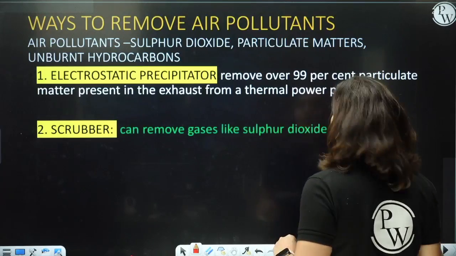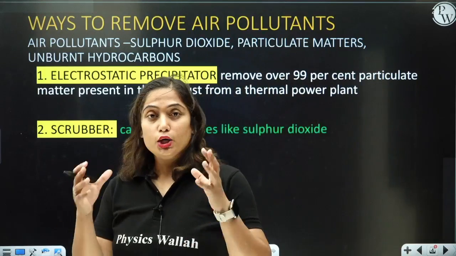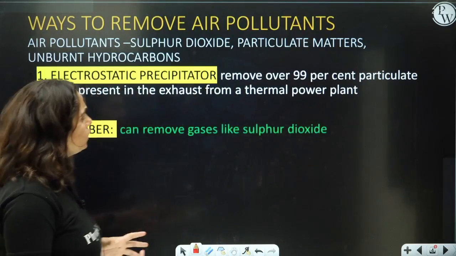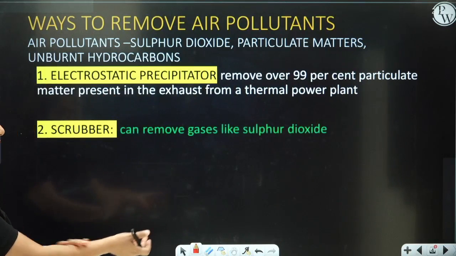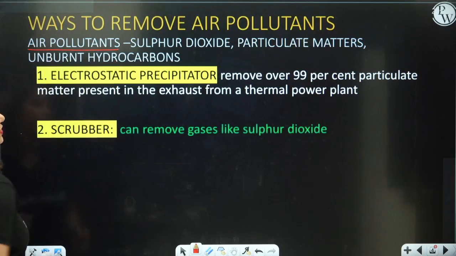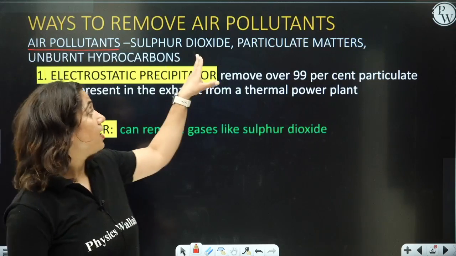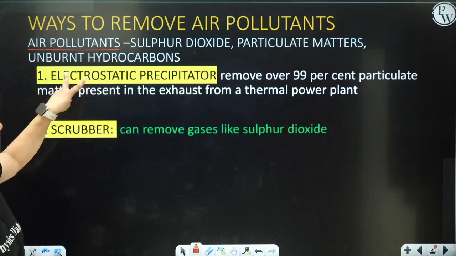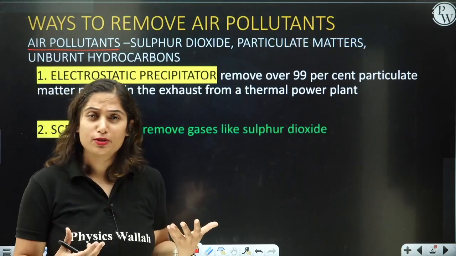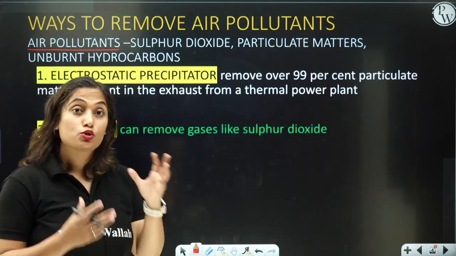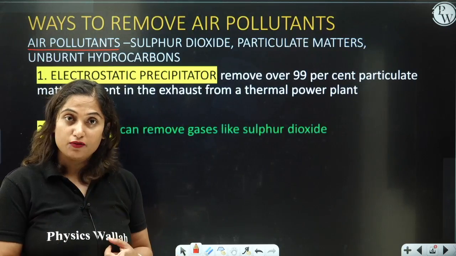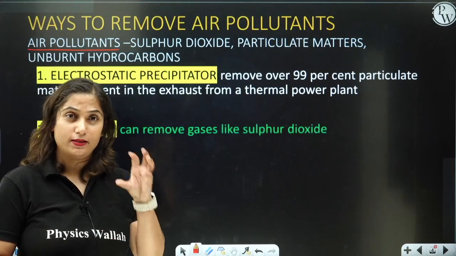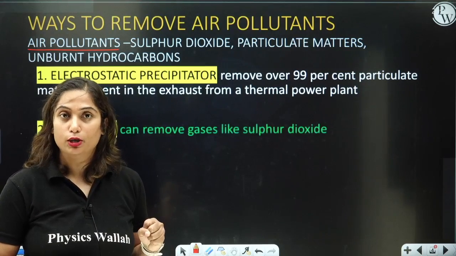Now let's discuss the ways to remove air pollutants. How can we remove air pollutants? First of all, let's understand what the major air pollutants are. The major air pollutants are sulfur dioxide, particulate matter and unburnt hydrocarbons, the hydrocarbons which are not burnt properly, right? So what are the major air pollutants? Sulfur dioxide, the unburnt hydrocarbons and the particulate matter. They form the major categories of air pollutants.